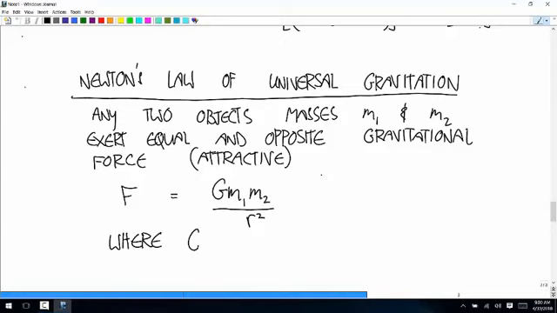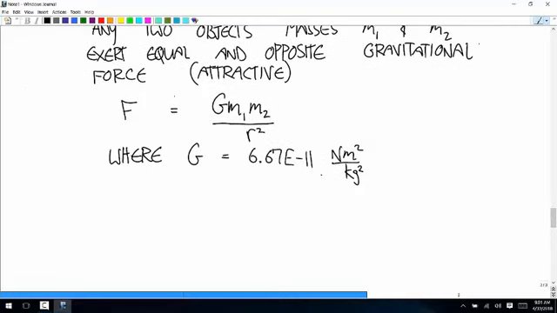Where G is the universal gravitational constant. That's 6.67 times 10 to the minus 11 Newton meters squared per kilogram squared. And r is the distance between the two objects.